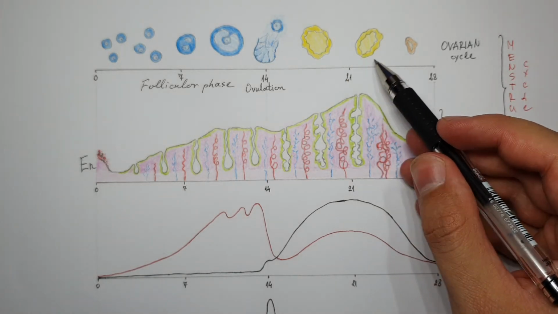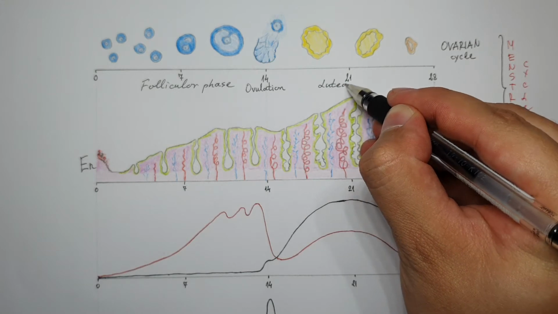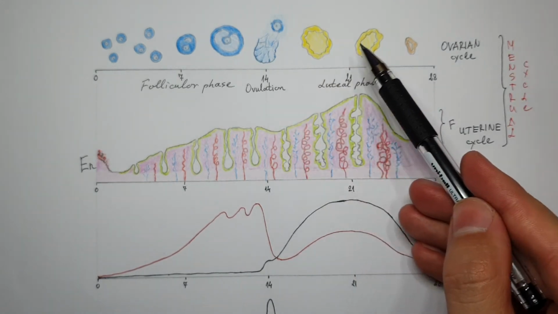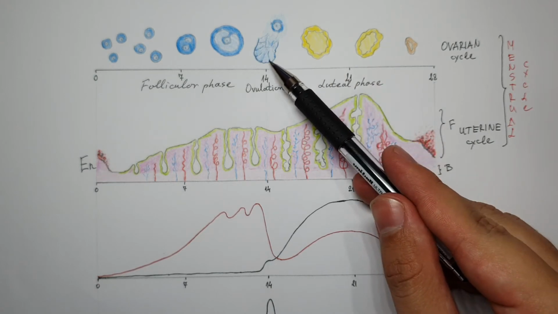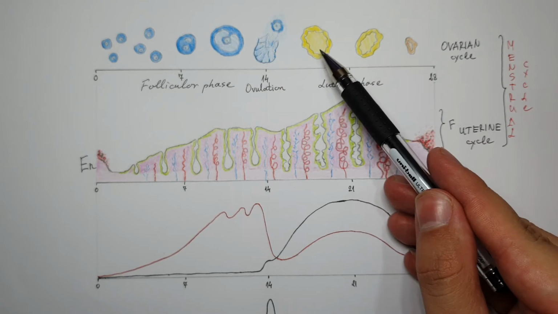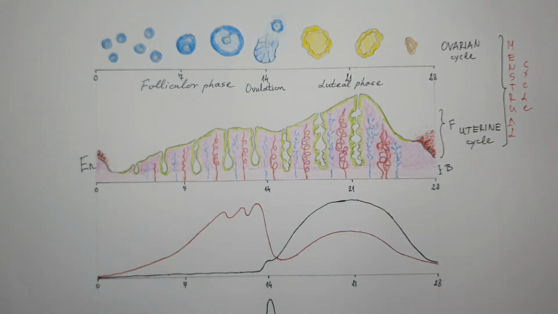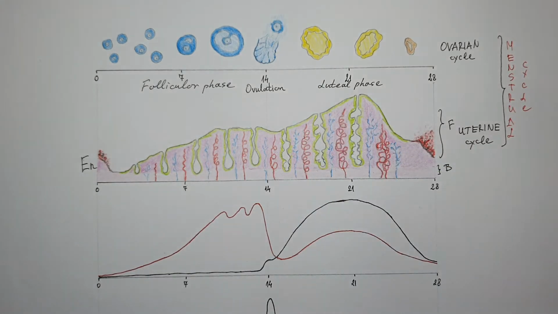And then we have the last phase. This phase is called the luteal phase. So in this phase, the luteinizing hormone is making the development of the corpus luteum that secretes hormone, and the luteinizing hormone is very important. So that is why it is called the luteal phase. So these are the parts of the ovarian cycle.